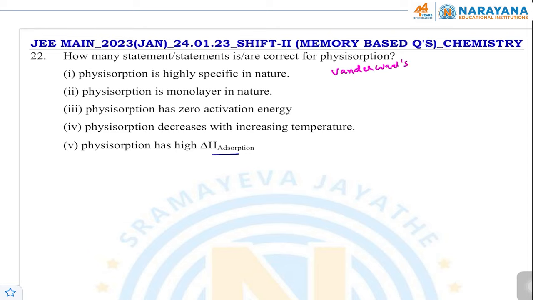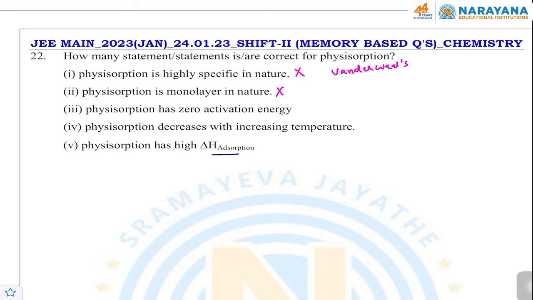Due to this van der Waals force of attraction, physisorption is less specific for the adsorbate, whereas chemisorption is specific for the adsorbate because it should form the chemical bond. Physisorption is monolayer in nature. Wrong. Physisorption is multilayer. Chemisorption is monolayer because it can form chemical bonds.